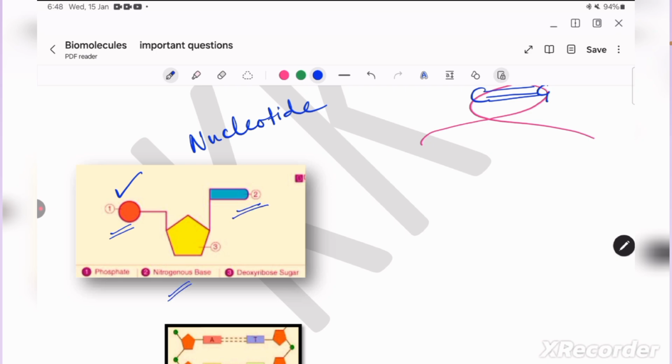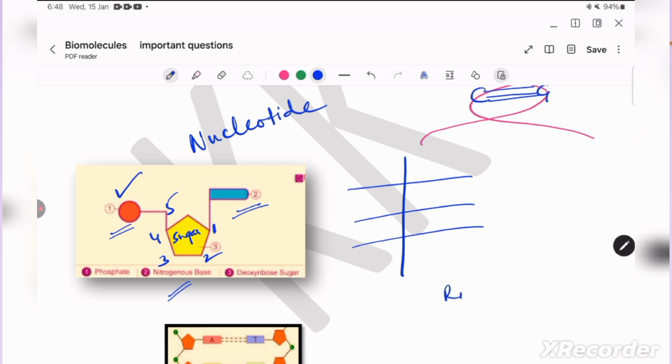This is the blue one, the nitrogenous base, connected with carbon number 1 over here. And this is going to be carbon number 2, this is carbon 3, 4, and this is the 5 one. So this is the sugar. The yellow one is the sugar. So which sugars are there? Let me show you quickly. As we can see, it's a 5 carbon containing sugar.